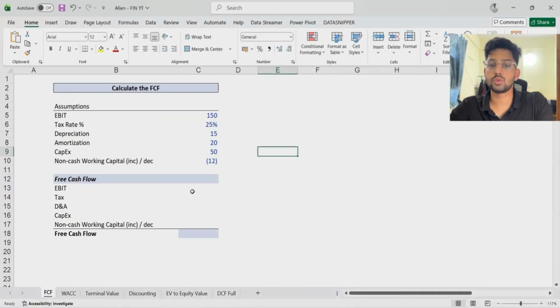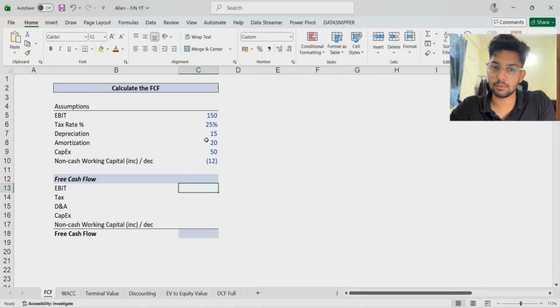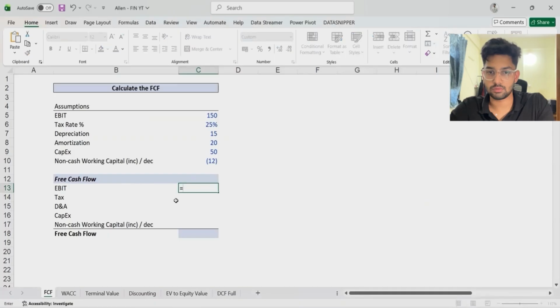Now I'll move to the free cash flow sheet. Here, as you can see, we have an assumption section which includes EBIT, tax rates, depreciation, amortization, capital expenditure, and working capital changes. These inputs are used to calculate free cash flow. Now I'll explain it step by step.